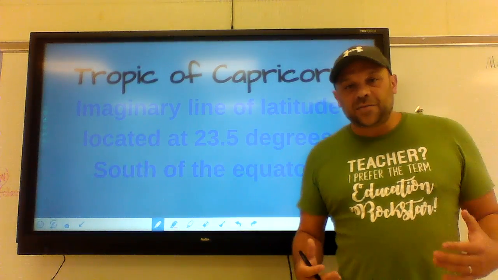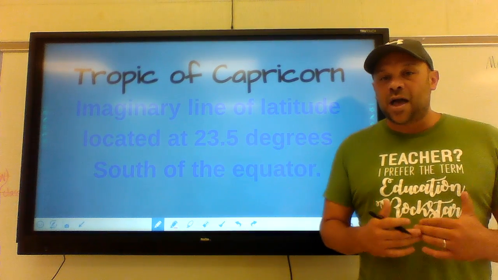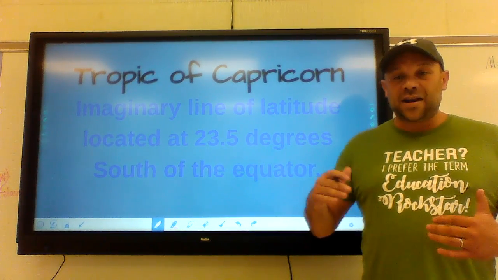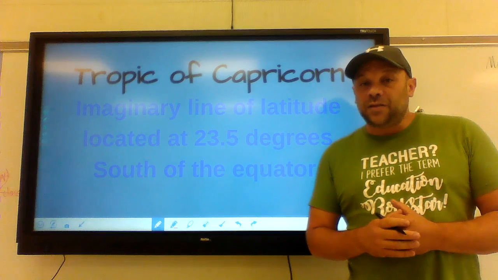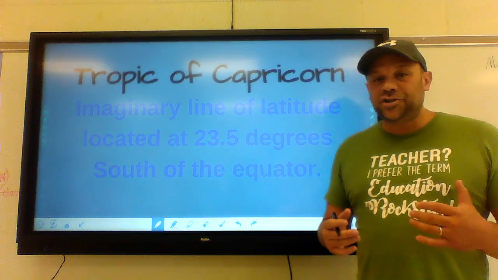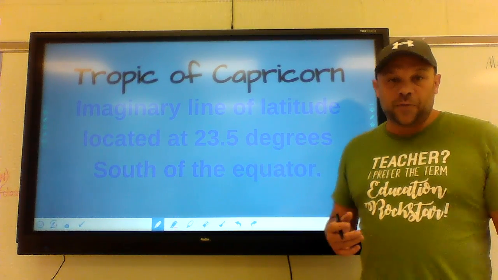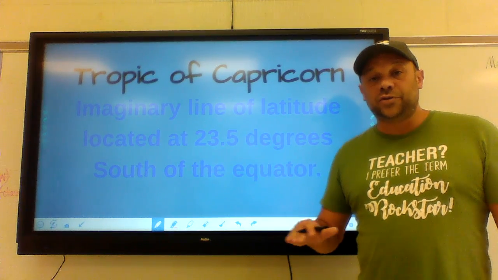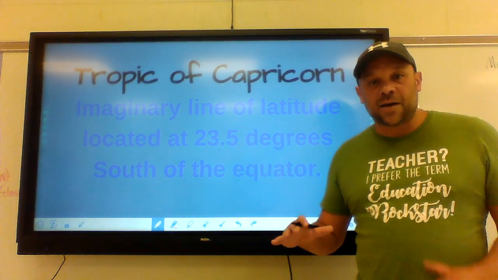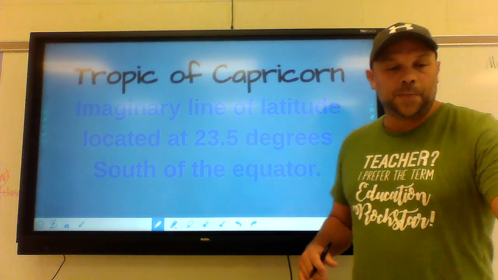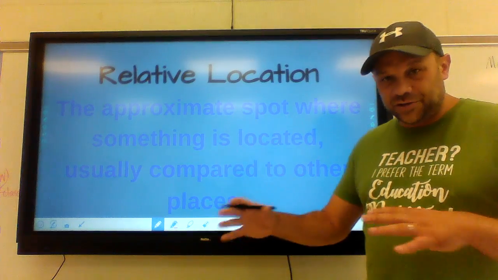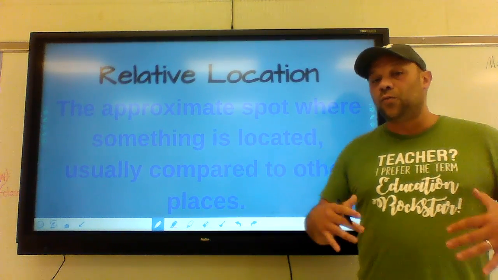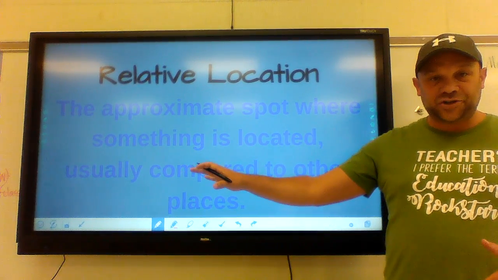All right, let's talk about some of the tropics. These are latitude lines, again, on planet Earth that help us kind of know where we are. The Tropic of Capricorn is an imaginary line of latitude that's 23.5 degrees to the south of the equator, okay? So you're down to where South America is at this point in time when you look at the Tropic of Capricorn. There's one more tropic that we'll look at in just a minute called the Tropic of Cancer, but before we do that, we have relative location here, okay?